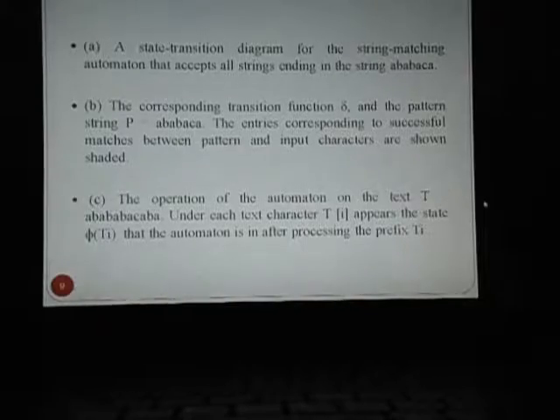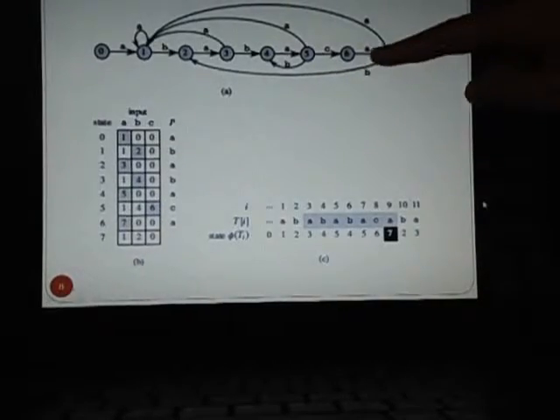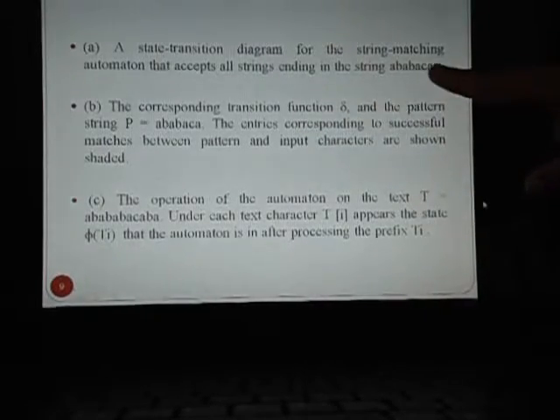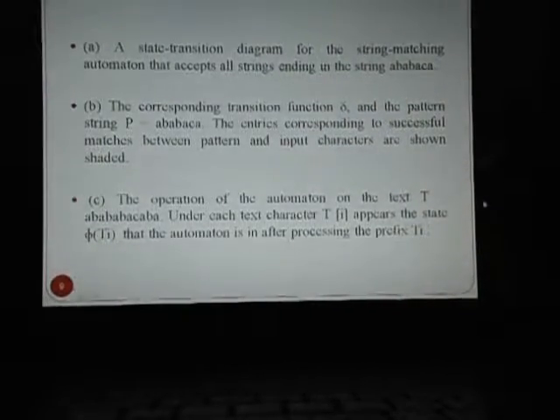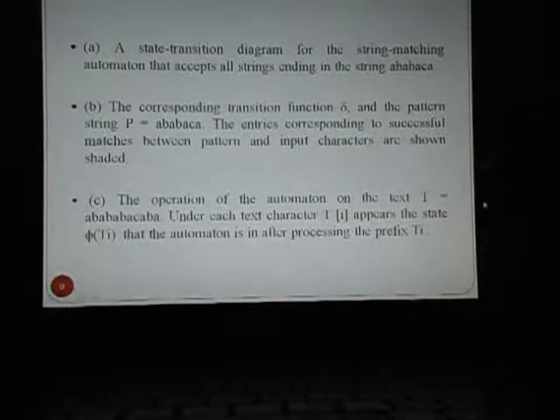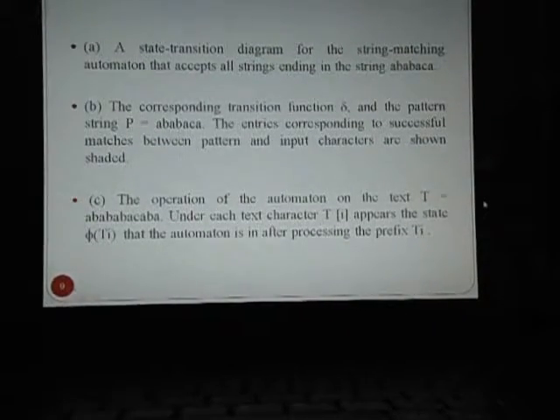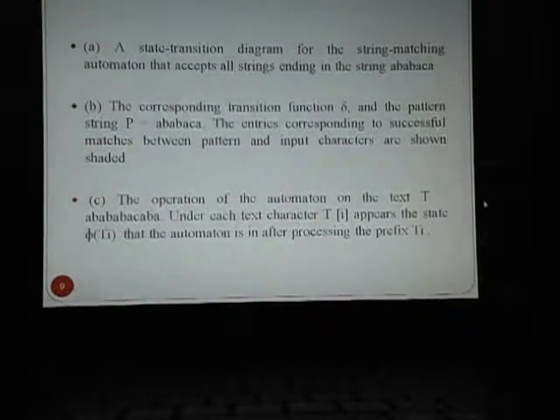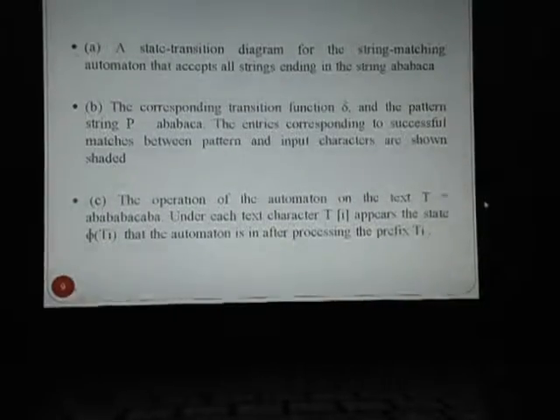From the above figure, this is the transition diagram. What it indicates is the transition diagram for the string matching automaton that accepts all the strings ending in the string A, B, A, B, A, C, A. And the second one is the table corresponding to the transition function delta and the pattern string P equal to A, B, A, B, A, C, A. The entries corresponding to successful matches between the pattern and input character are shown shaded in this table.